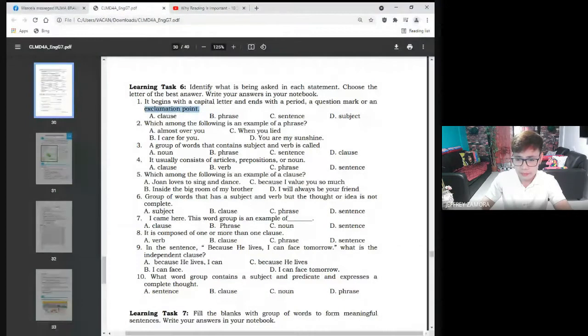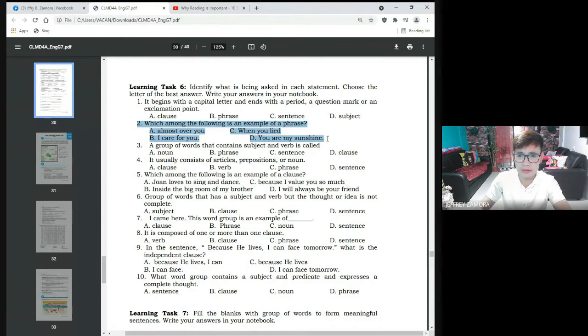Those are the sentences according to use. That is a sentence according to use. So that is a sentence. The correct answer is letter C. Okay. What about number two?